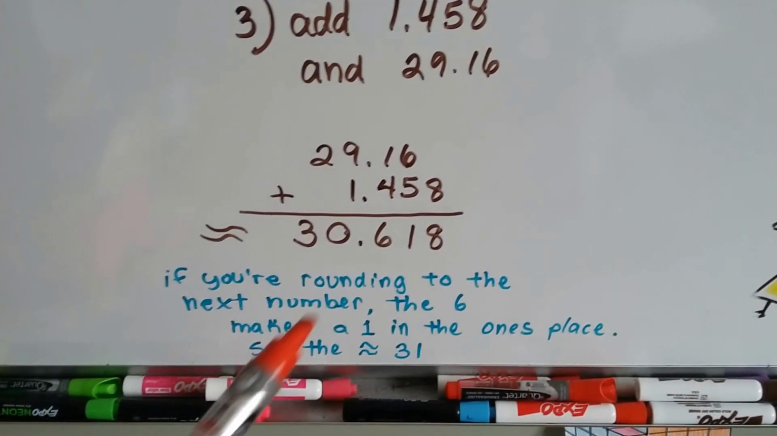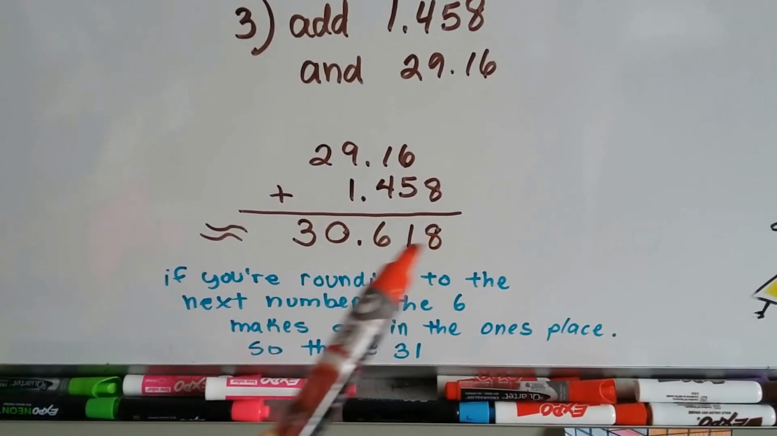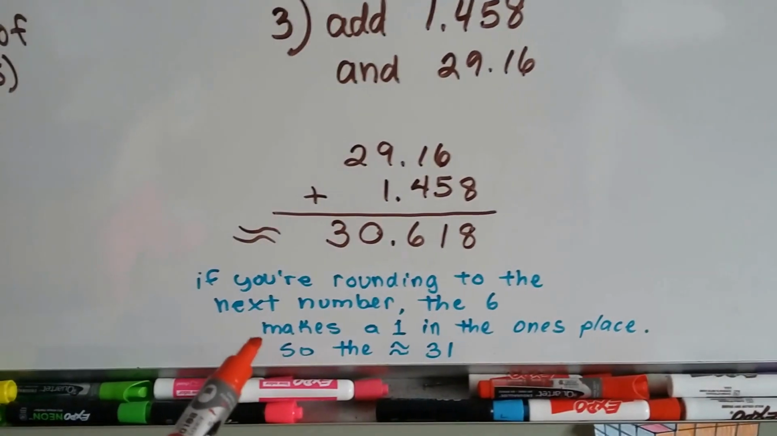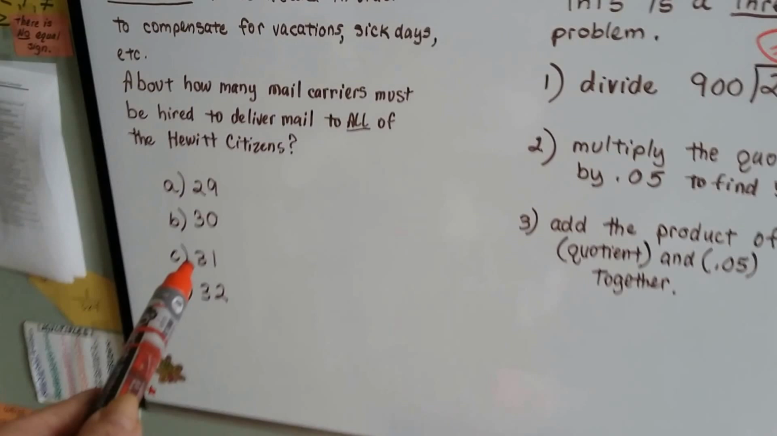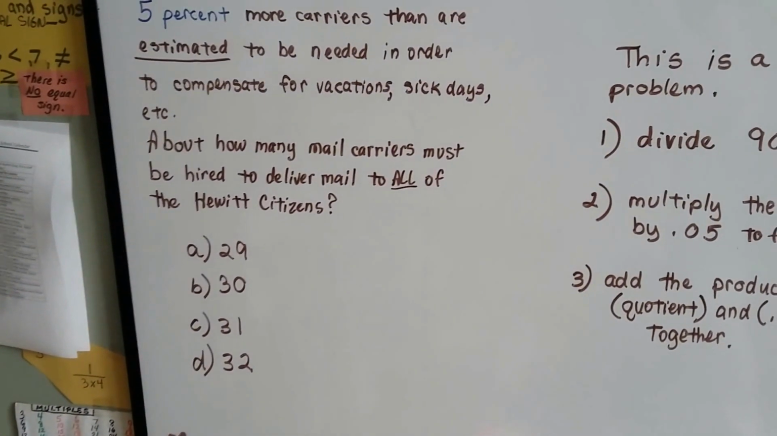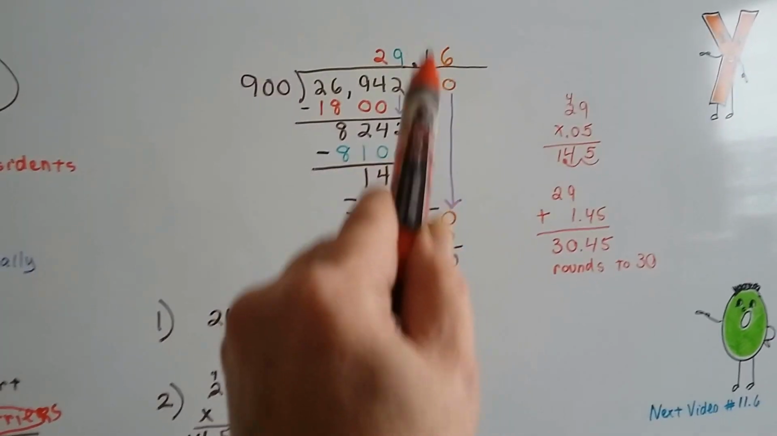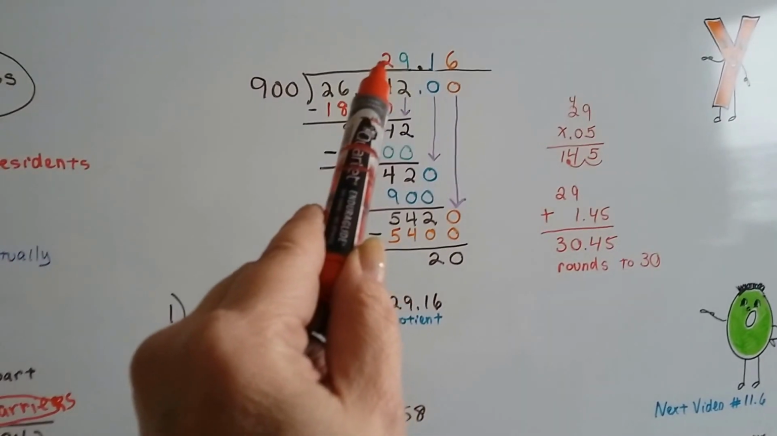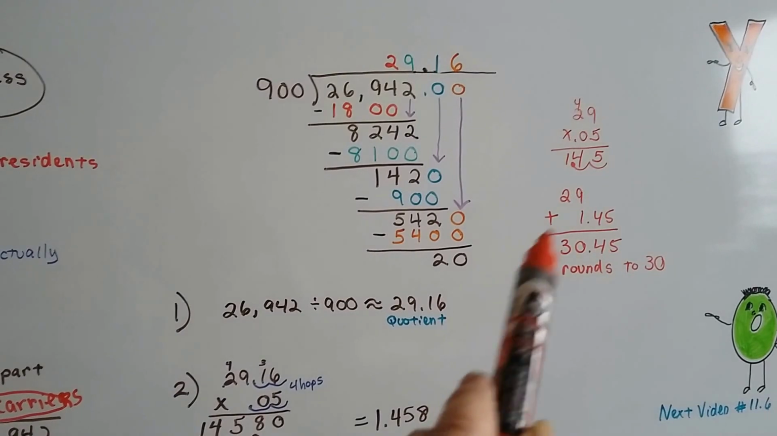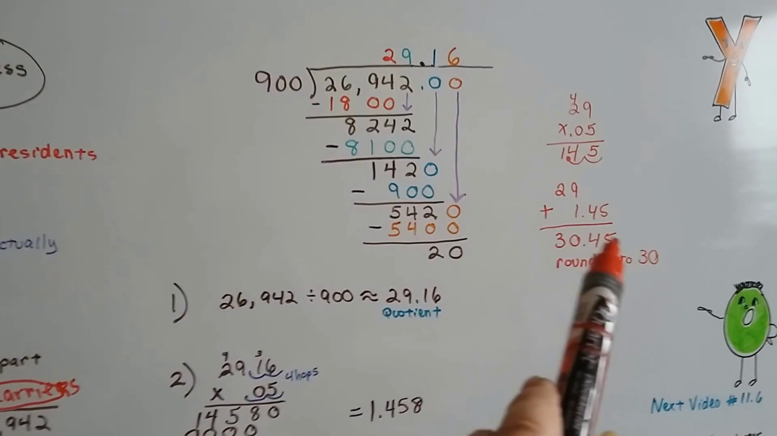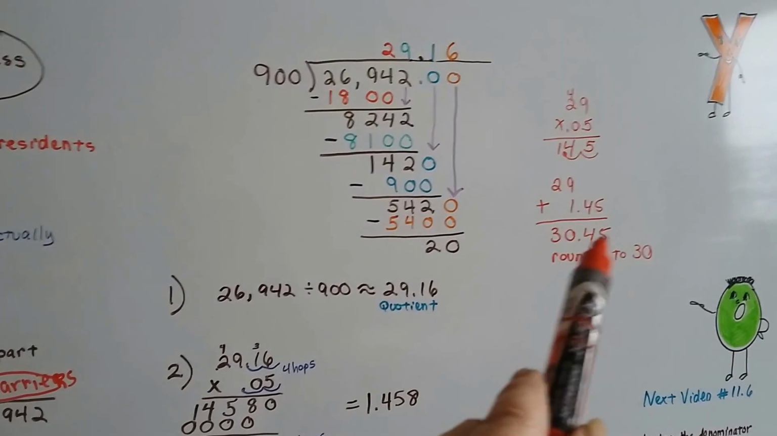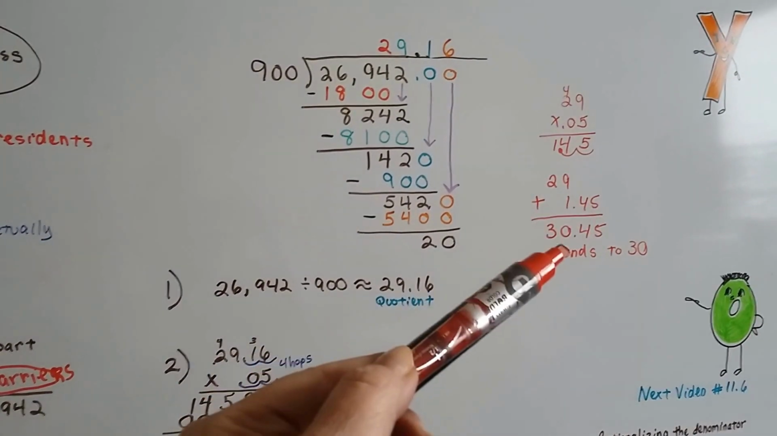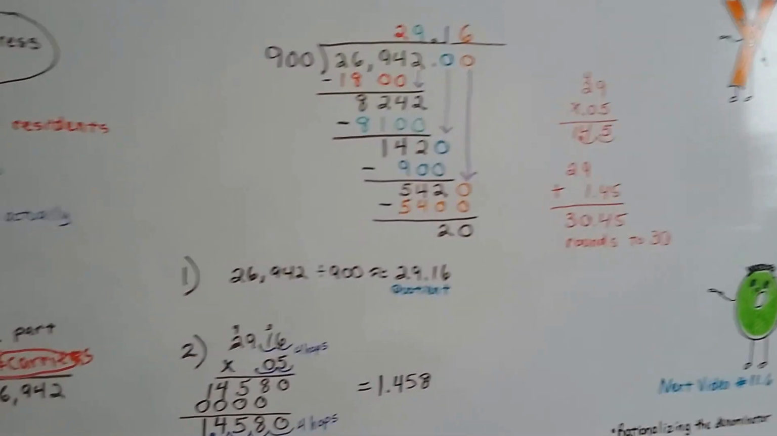So if you're rounding to the next number, that 6 makes that 0 turn into a 1, and then these all become zeros. 5 or more makes the next number go up. So I would say that the answer is about 31. My guess would be that the answer is 31. Because even if you did it this way, where we stopped, the 29 plus the 3 plus the 1.45 is going to give us 30.45, and you can't have 30.45 mail carriers. That extra 4 or 5 is going to have to be another person, okay? So it's better to have a half more mail carrier than a half less than that's needed, right? So I would say the answer is 31.